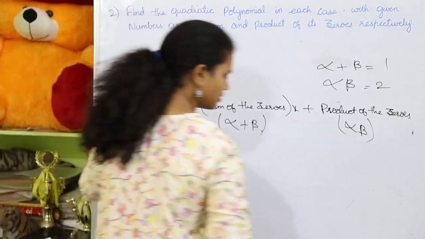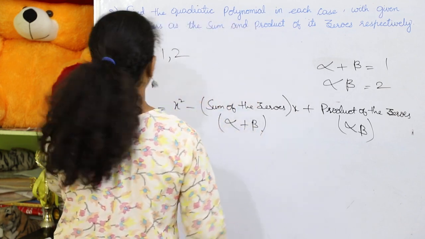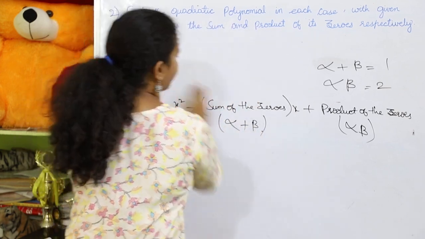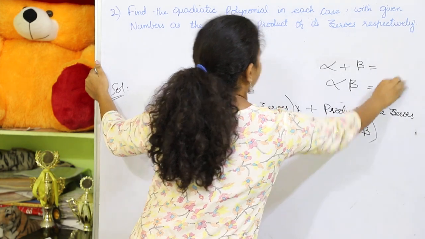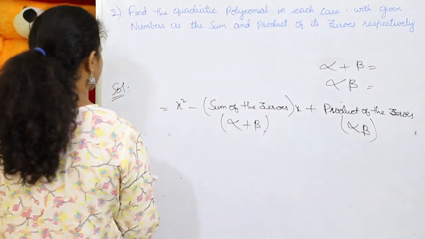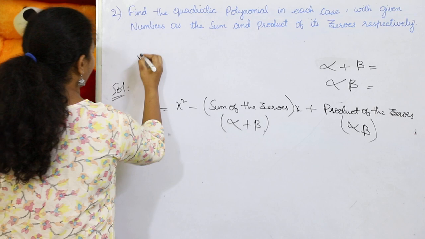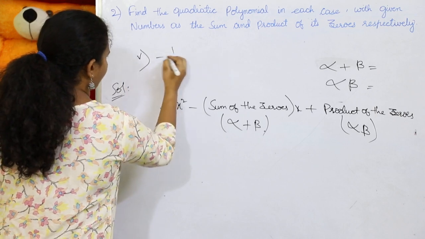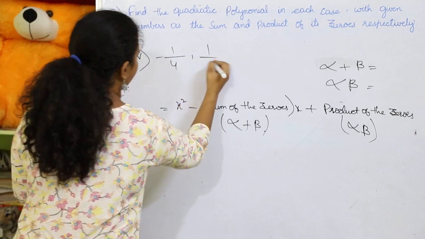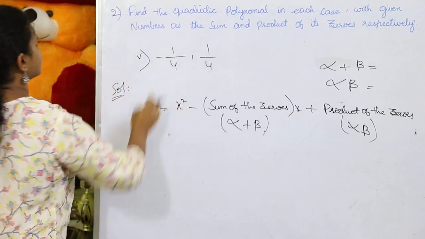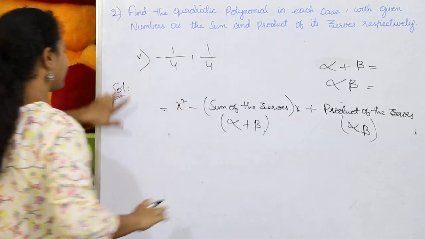Fifth one, minus 1 by 4 comma 1 by 4. Minus 1 by 4 comma 1 by 4, guys. Fifth one, minus 1 by 4 comma 1 by 4. Now what you do, this is a very interesting question, a good question. I like this question firstly.